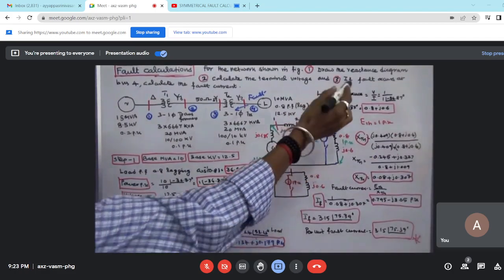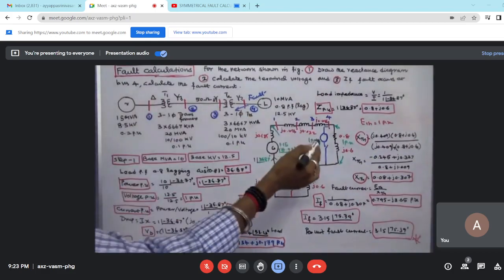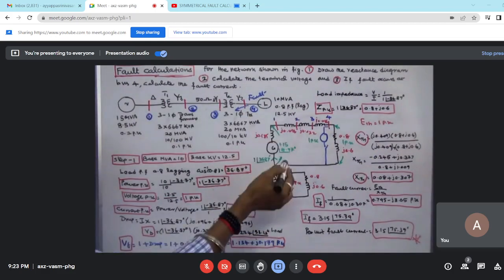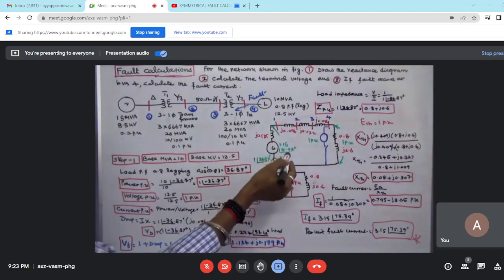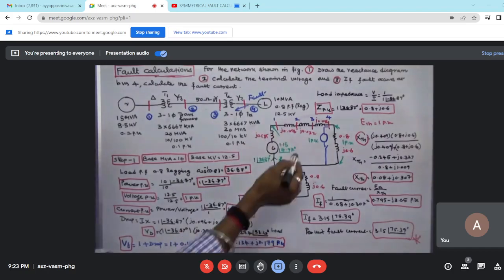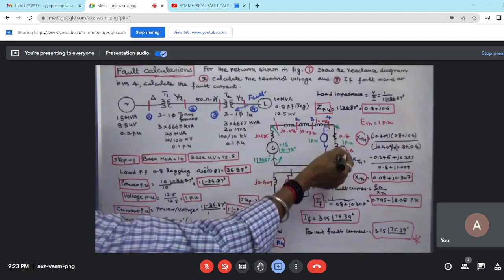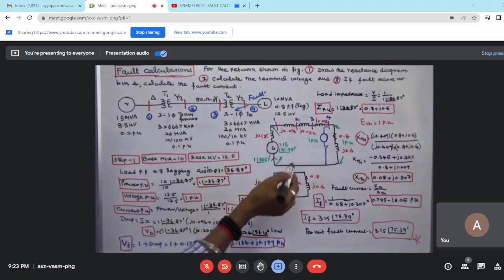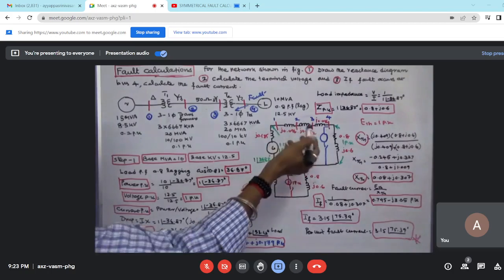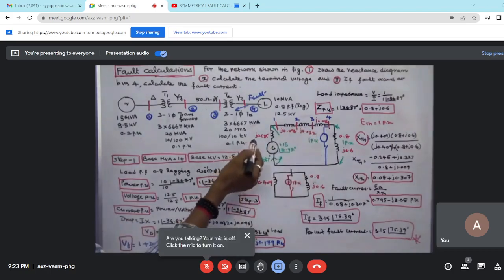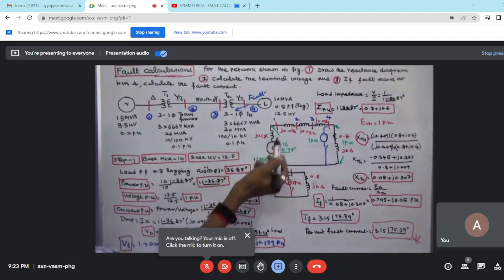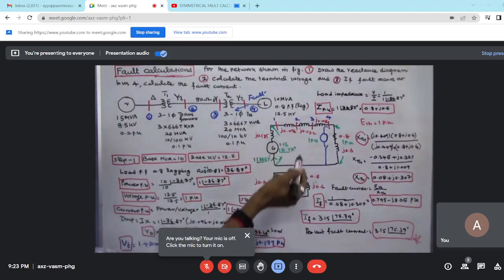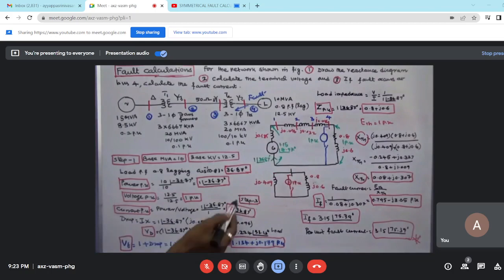The third question is, if a fault occurs at bus 4, calculate the fault current. The terminal voltage is 1.15 angle 8.97 degrees. The Thevenin's voltage is 1 because the load voltage is 1 per unit. Thevenin's voltage is 1 per unit. Second step, we have to calculate the X Thevenin's. Here the 4 reactances are connected in series. j0.185 plus j0.096 plus j0.032 plus j0.096, that is equal to j0.409.